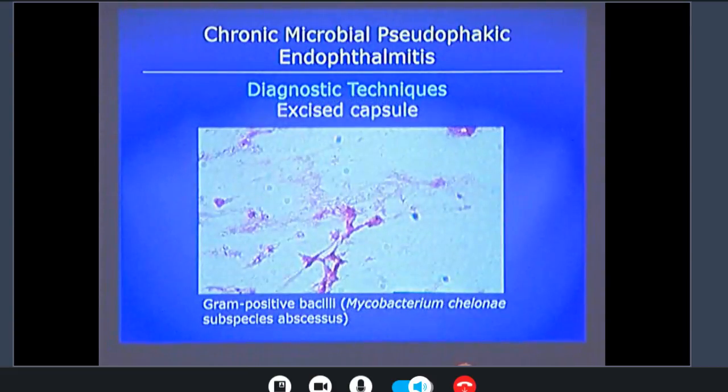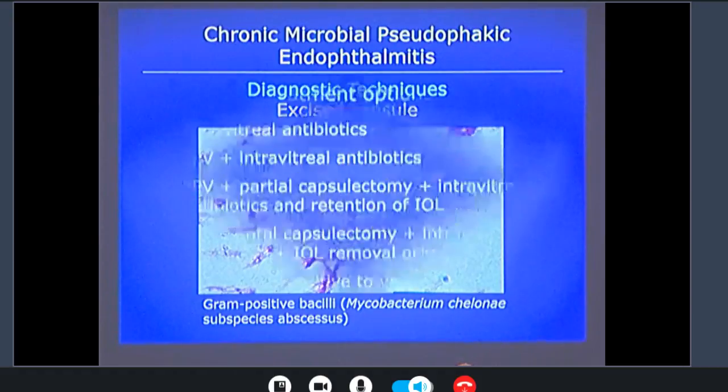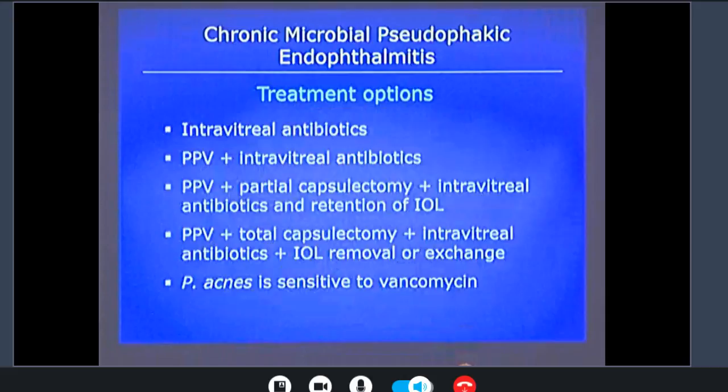This is a patient that I operated. When we do the surgery to clear this infection, in most of the cases, we need to remove the posterior capsule. Then you have to send this capsule to the lab for staining. In this patient, you can see the gram-positive bacilli here. Perhaps this is sometimes the only way to show the bacteria.